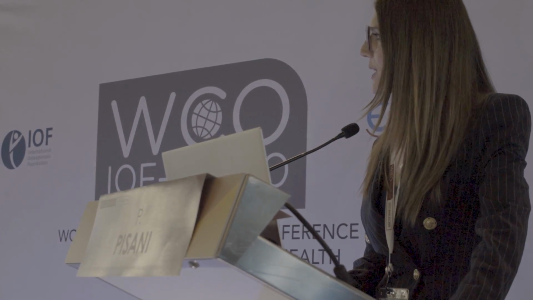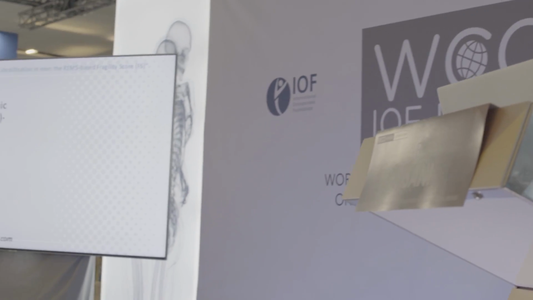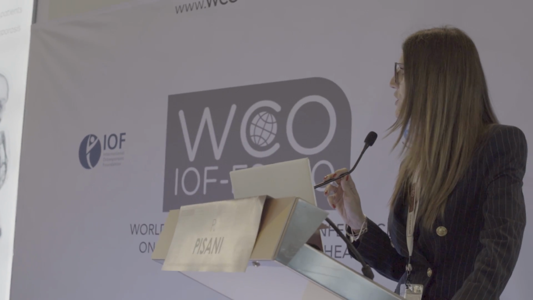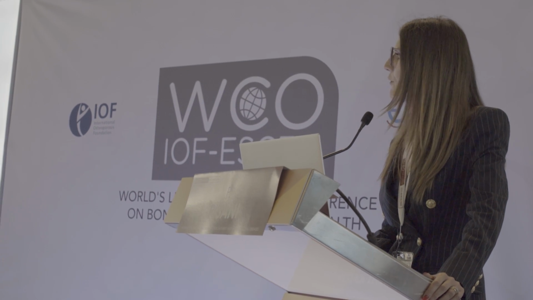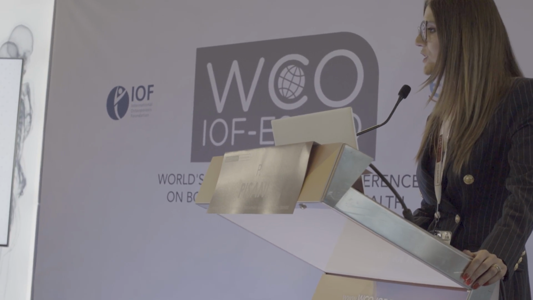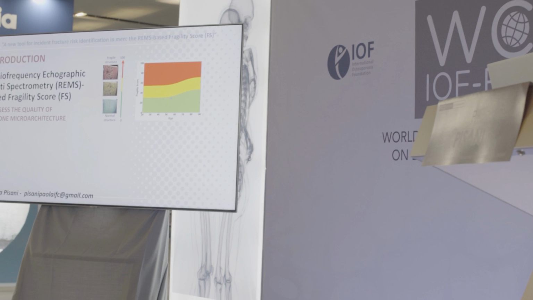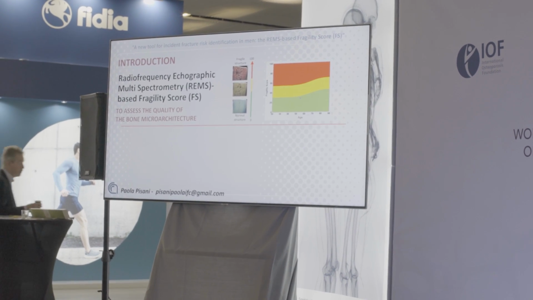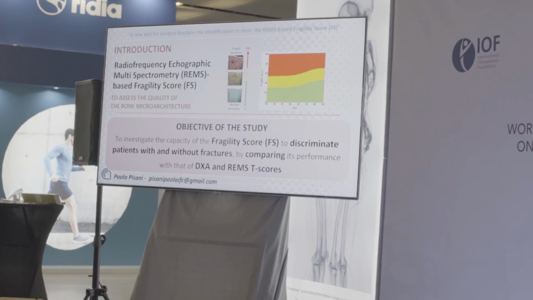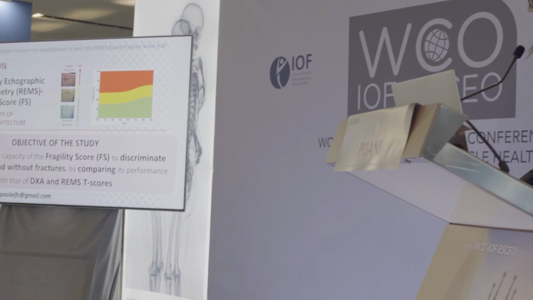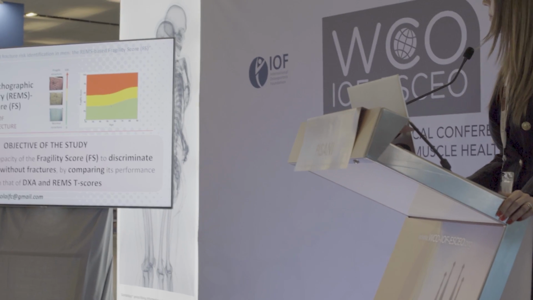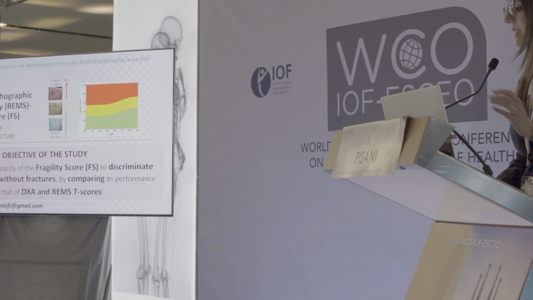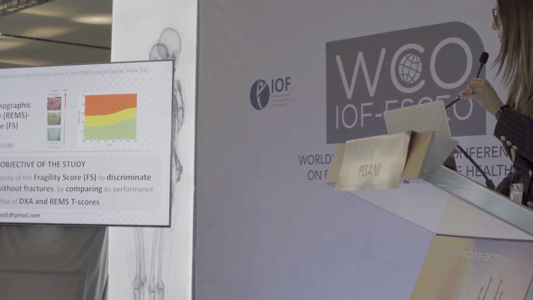Well, radiofrequency echographic multispectrometry technology, REMS, allows us to assess the fragility of bone macroarchitecture through a dedicated parameter called the fragility score, which ranges from 0 to 100 according to the fragility of the investigated bone. The aim of this study was to investigate the capability of the fragility score to discriminate between patients with and without fractures by comparing its performance with that of the ESCEO and the REMS score.